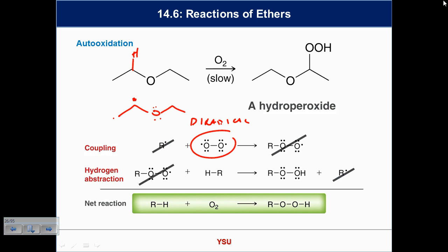And you can imagine now a radical picking up the oxygen, going over here to give this species over there, and then that reacting with some starter material again to give this peroxide. And you can identify those steps as being initiation, propagation, termination, just like we did last year. But it gives you a peroxide, and those hydrogen peroxides you've got to be careful with. They're not to be messed with. All right, so there's an FYI. Be careful with the peroxides.